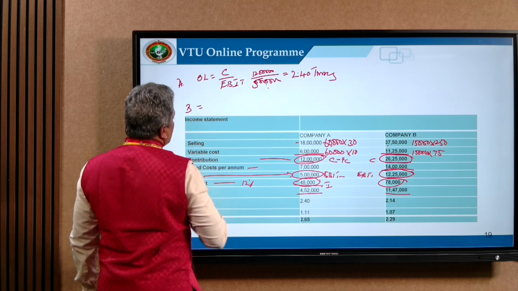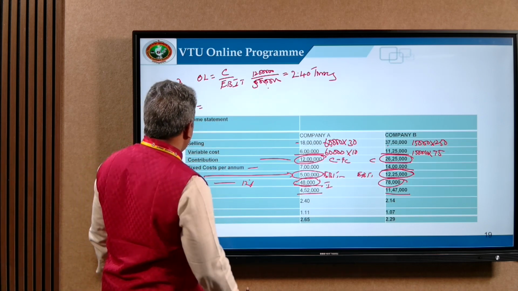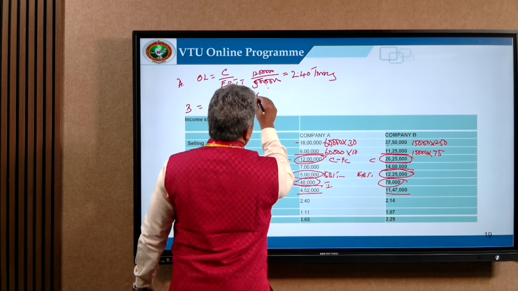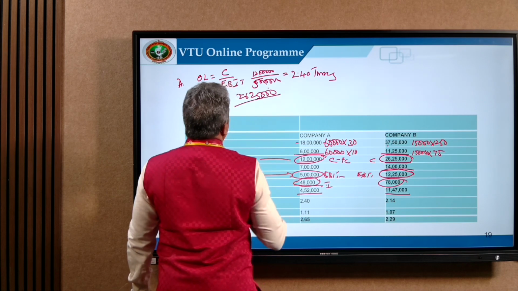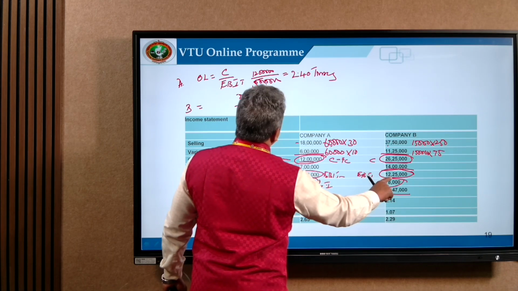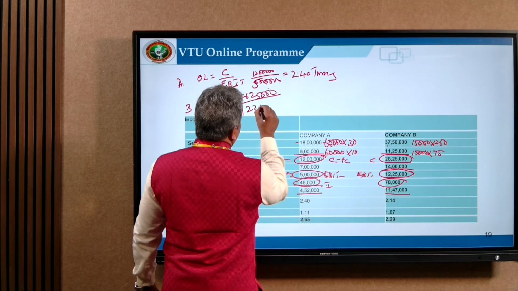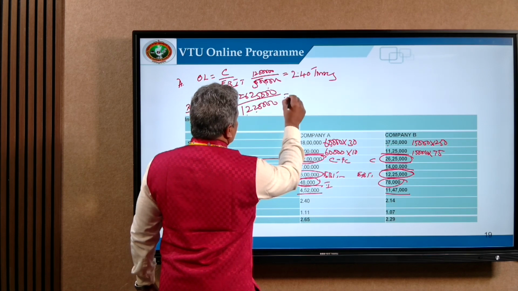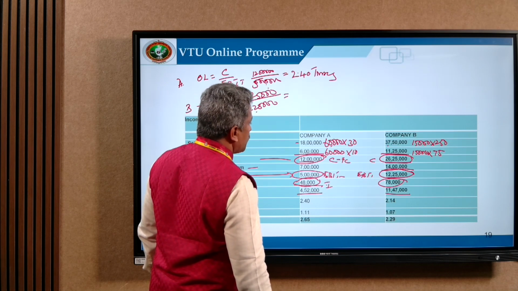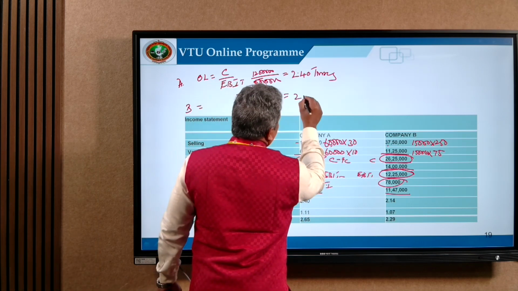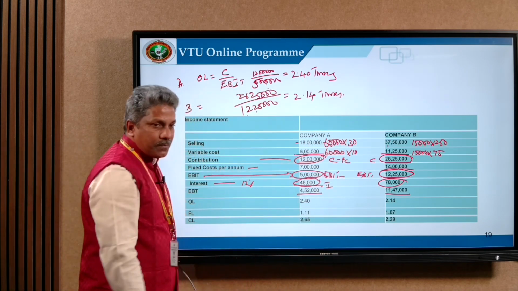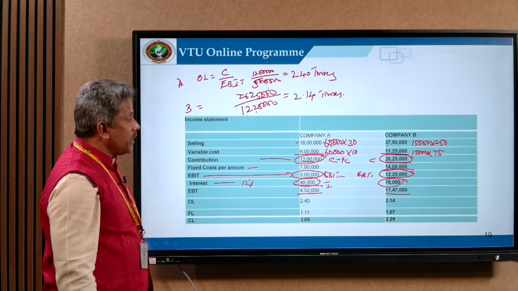Same for company B's operating leverage, contribution of company B 26 lakhs 25,000 divided by EBIT. EBIT is 12 lakhs 25,000. So, 26 lakhs 25,000 divided by 12 lakhs 25,000, the operating leverage is 2.14 times. So, both the companies' operating leverage is calculated.